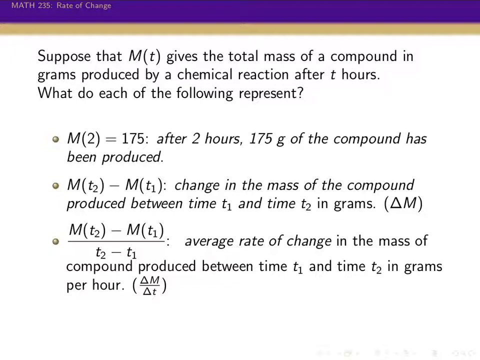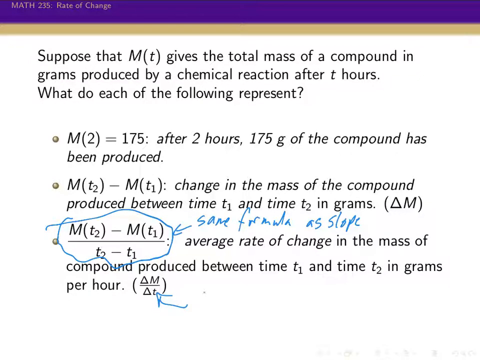To get an average rate of change, you would take the change in the function divided by the change in time. What's important to note here is that this formula for average rate of change is the same formula as slope. And so this is where we're going to get our connections to derivatives. This average rate of change is going to be playing the role of our secant slopes.